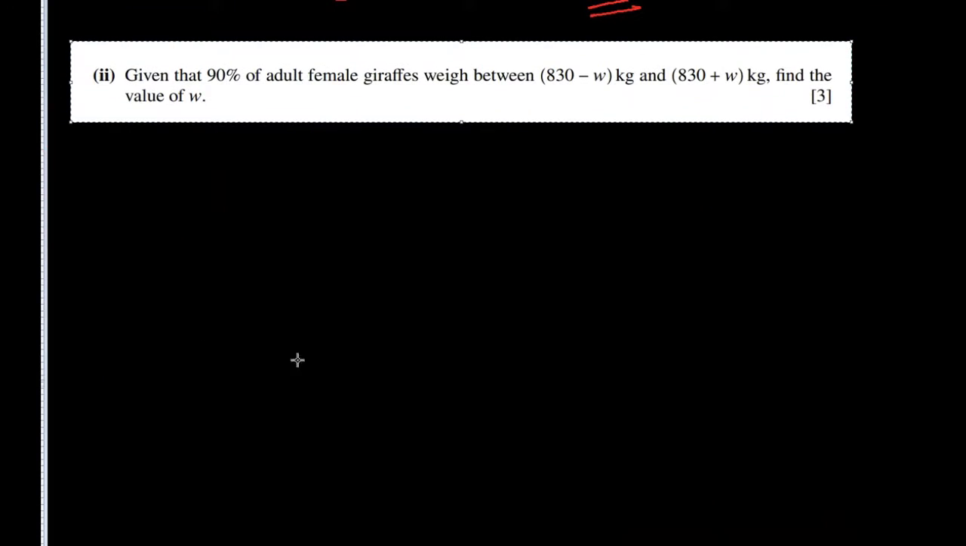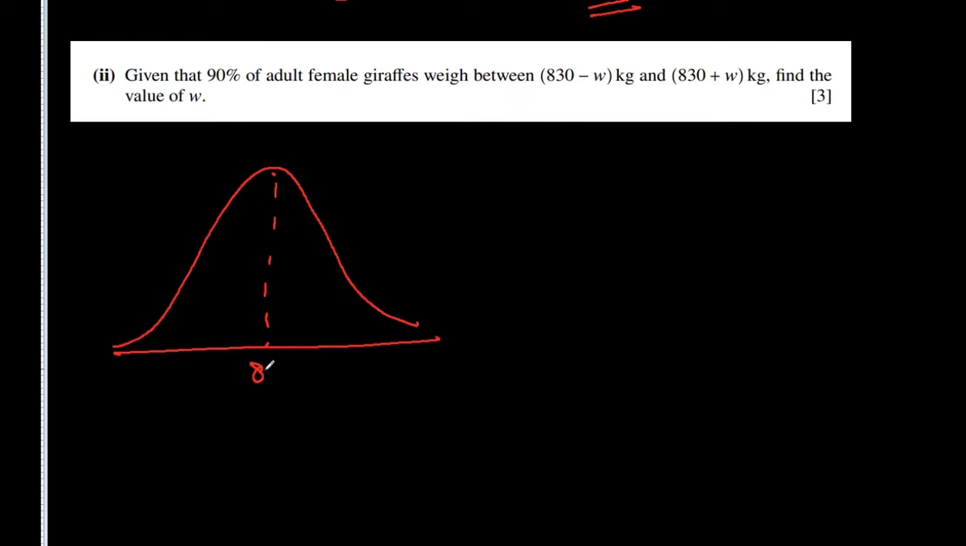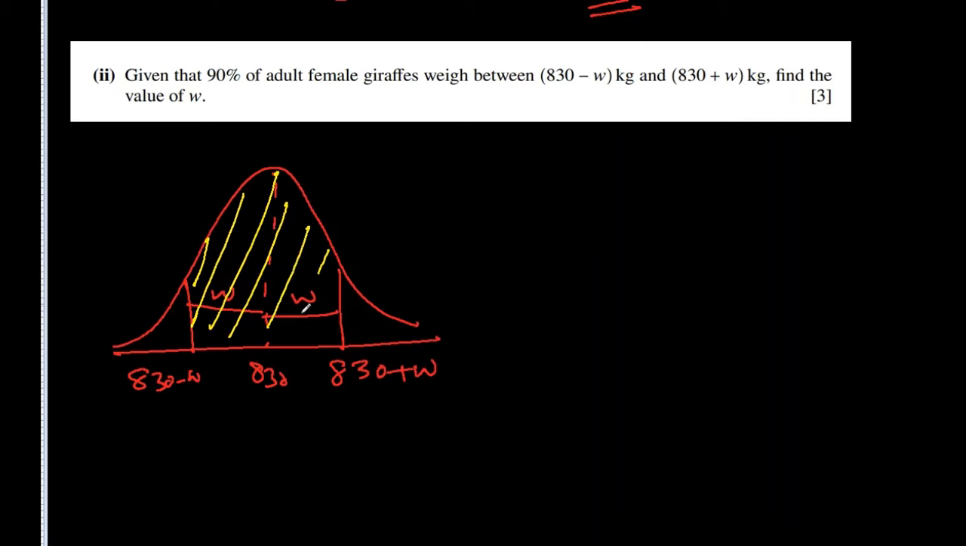So let's draw this situation. 830 minus W. This is 830, so minus W will be somewhere here. This one is 830 minus W, and the same W will be here. This is 830 plus W, and the probability that the weight of giraffes is between these two is this area, and the total probability is 0.9 because it's 90%. Find the value of W.